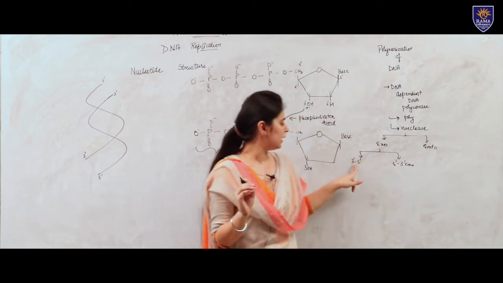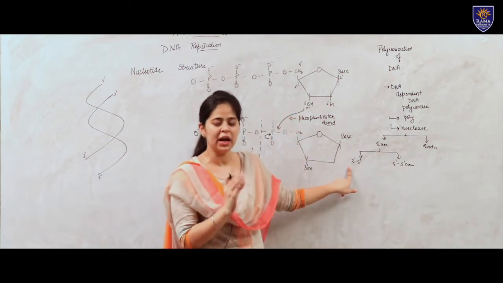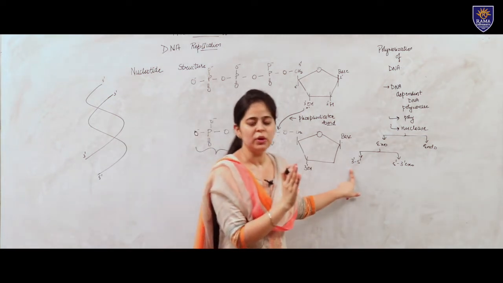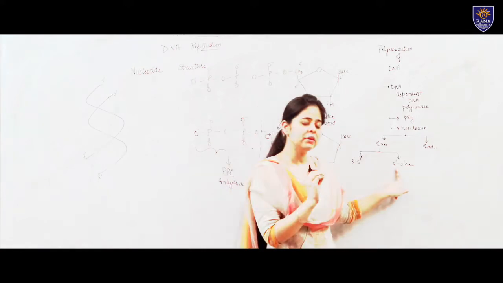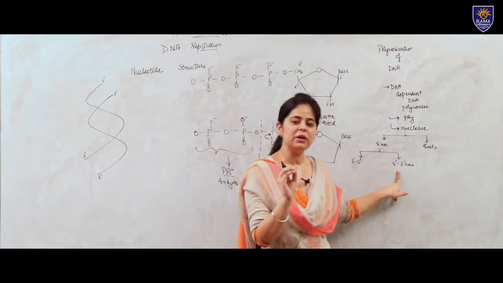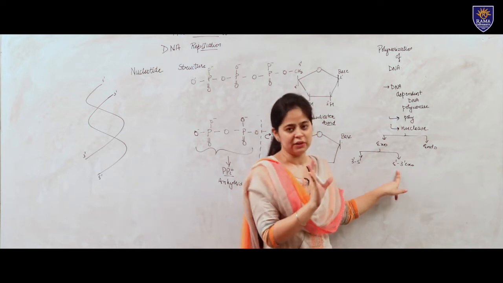3' to 5' exonuclease means it acts on the 3' OH end and removes the nucleotide from that end. 5' to 3' exonuclease means it attacks the 5' phosphate group and removes the nucleotide from that end.